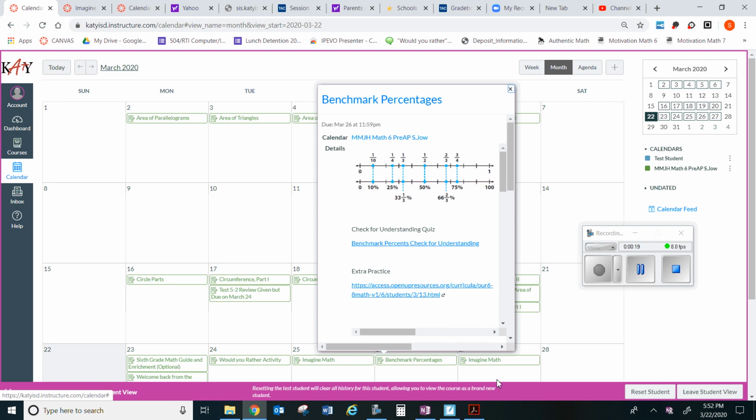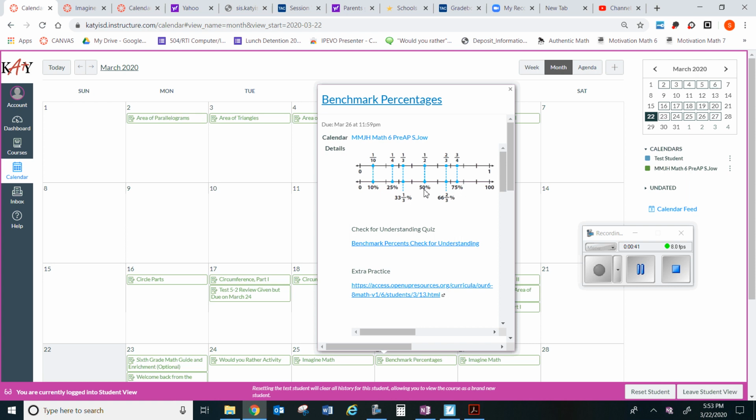Hopefully you can see this. I don't know how to maximize this into a bigger space, but imagine that this is a rectangular bar and we shaded none of it. It would be represented by 0%. If we shaded the entire bar, it would be 100% or one whole. Half of it shaded would be 50% or one half.